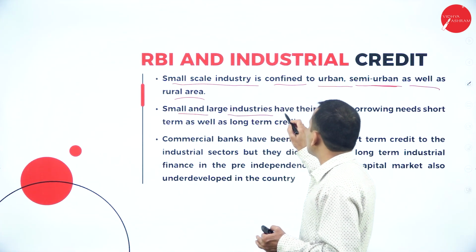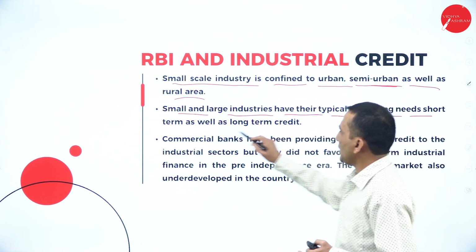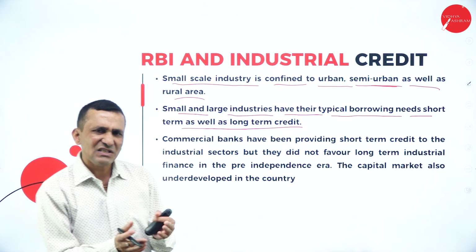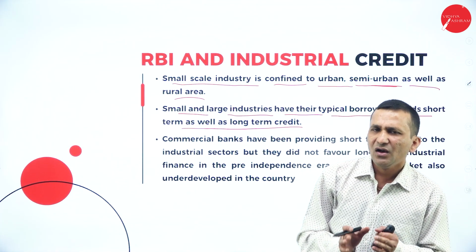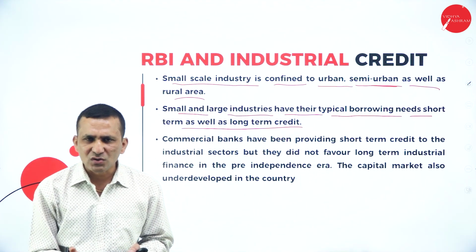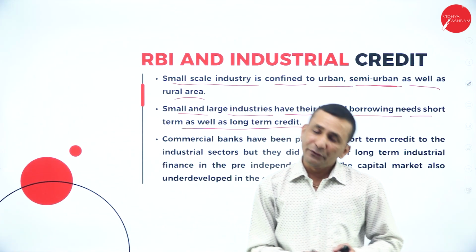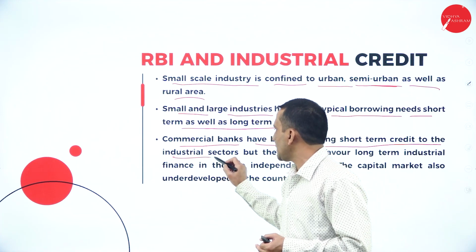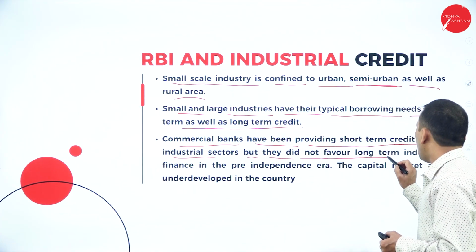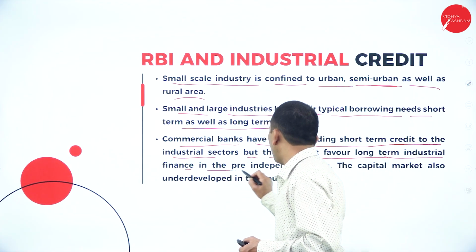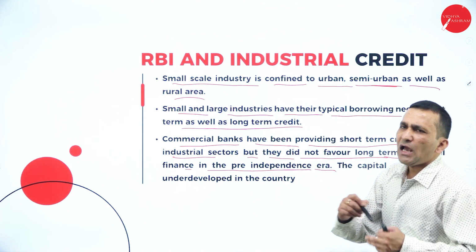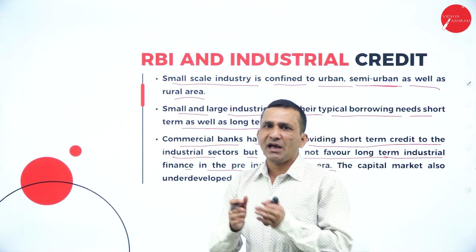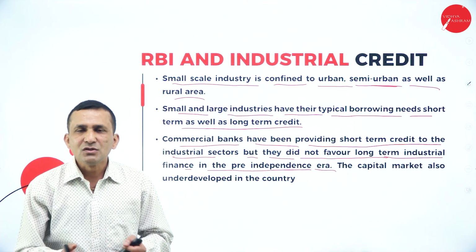So the small and large industry have their typical borrowing need for short-term as well as long-term credit. The small and medium, or small and large. Because starting an industry is not simple. We are depending on too many input resources, so of course, everything we want to go for investing. The commercial banks provided short-term credit to the industrial sector, but they did not favor long-term industrial finance in the pre-independence era, because starting a business is not so easy. If you don't have any idea, you have to attend a training program to start an industry.